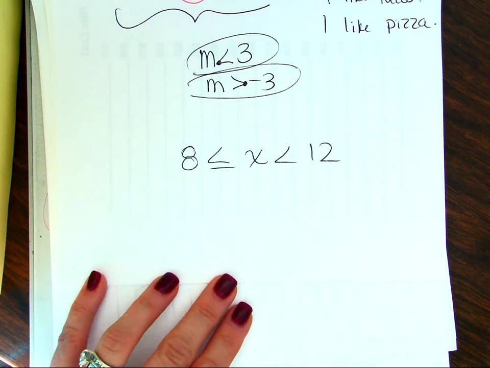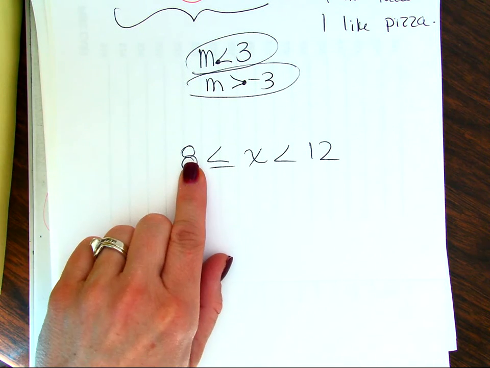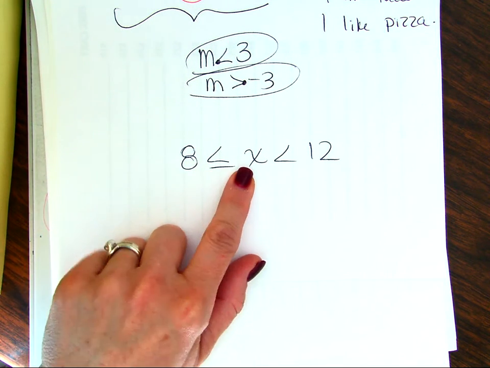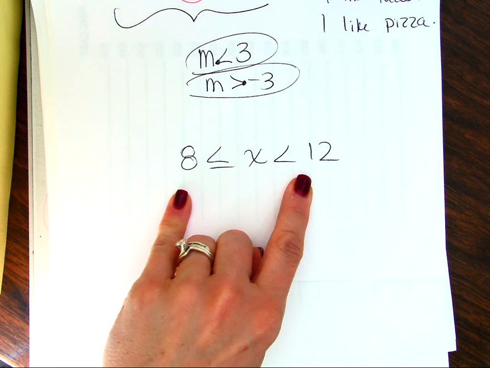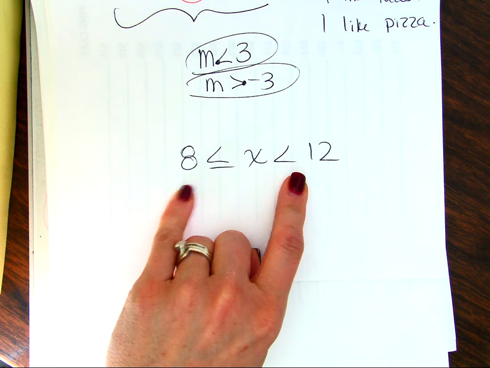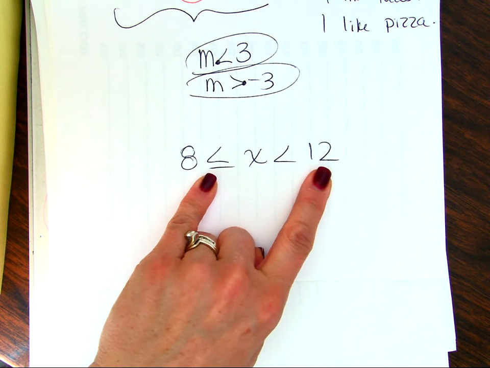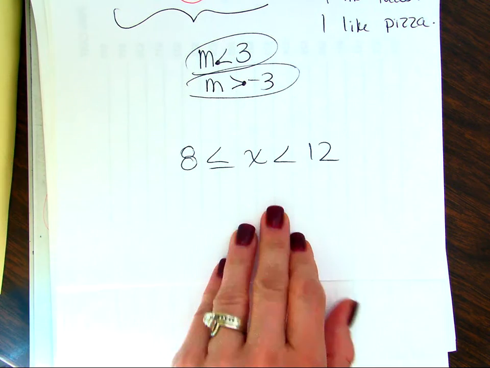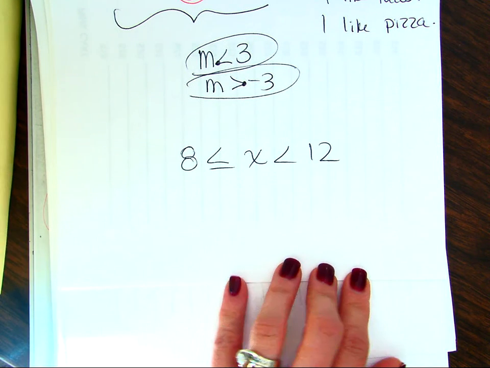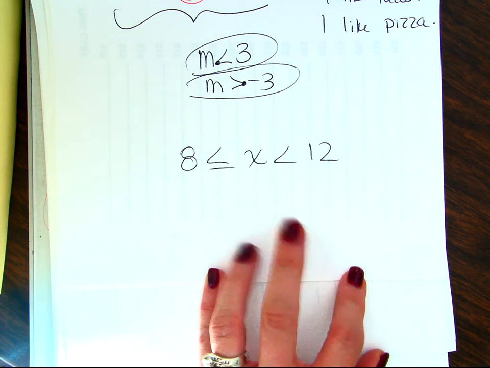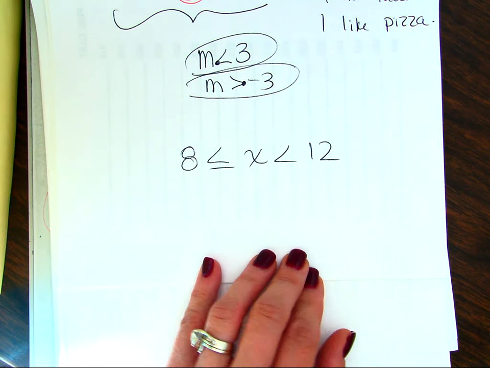So this is how you read it. 8 is less than or equal to x, which is less than 12. That's how you read a compound inequality. 8 is less than or equal to x, which is less than 12. How many numbers am I talking about? If I had to give out $100 for every person who was able to give me a number that fits in that solution set, how much would I need?